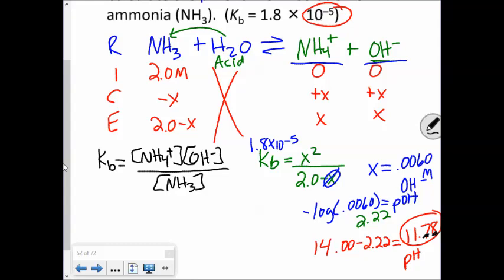So hopefully you'll get to the point where maybe you don't have to write out the RICE chart each time, because it's going to be x squared over the original minus x. Basically, you're just seeing that pattern coming about. If you're not there yet, though, you continue, write out the RICE chart, do all the steps, and eventually you'll be able to eliminate that extra step. But as you see, it's the same pattern, pretty much the exact same thing that we did with the acids. The only thing that's extra is this little part where you have to subtract it from 14.